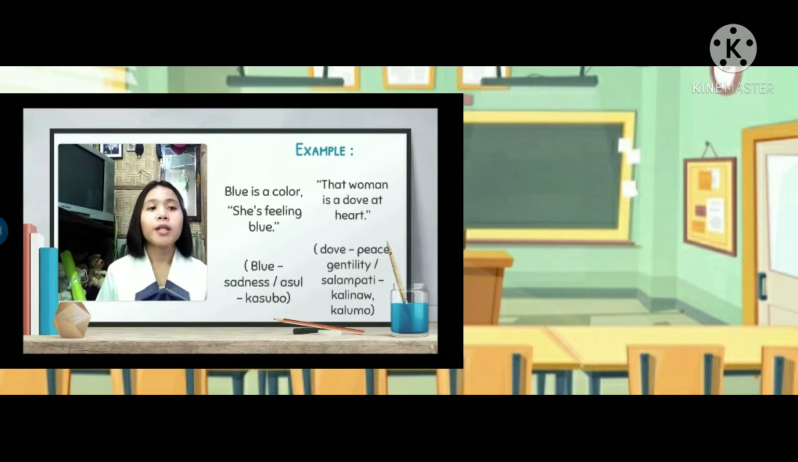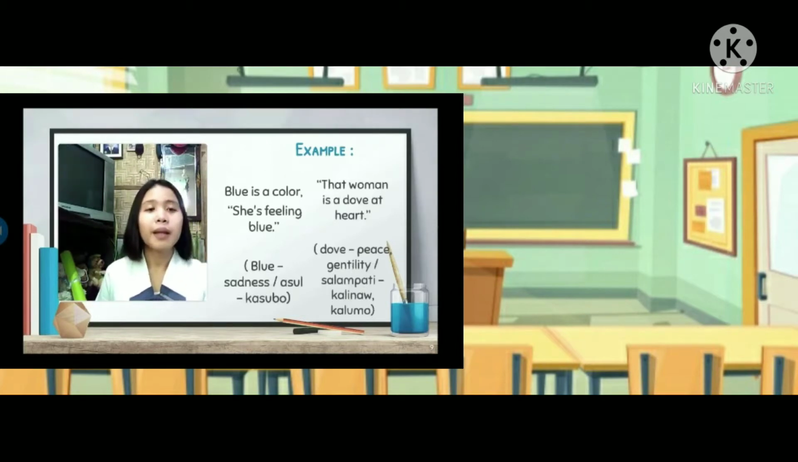So, another example is that woman is a dove at heart. So, the word dove there refers to peace or gentility. So, in connotative, when we say dove, so ang pasabot ana kay peace and gentility. The Cebuano word of dove is salampati and the Cebuano word of peace is kalinaw and gentility is kalumo. So the sentence that woman is a dove at heart means ang kanang bayhana kay naay malumo na kasing-kasing.